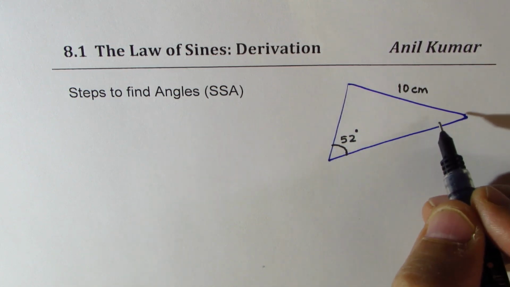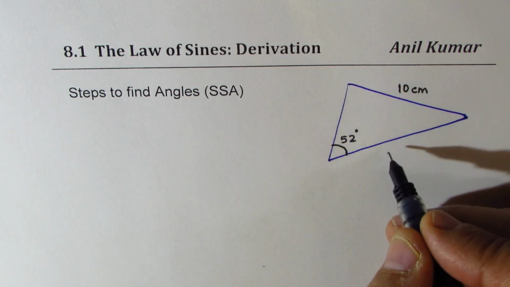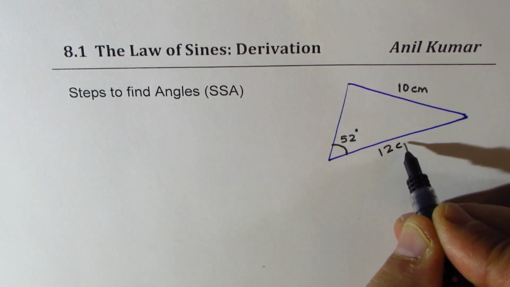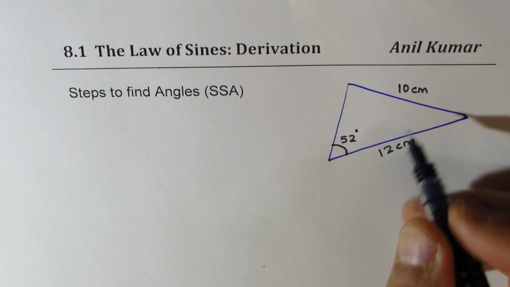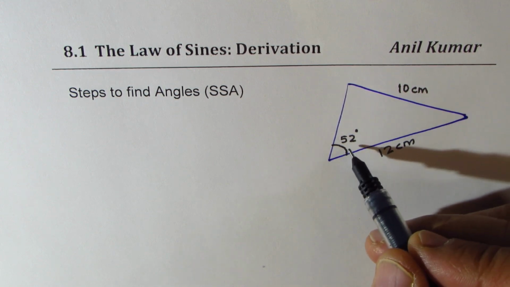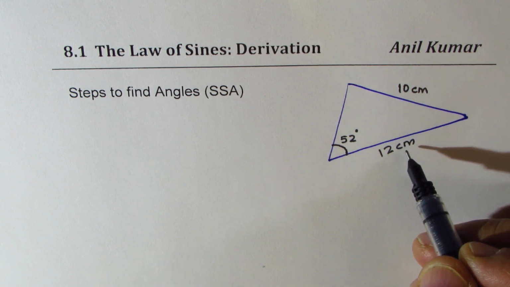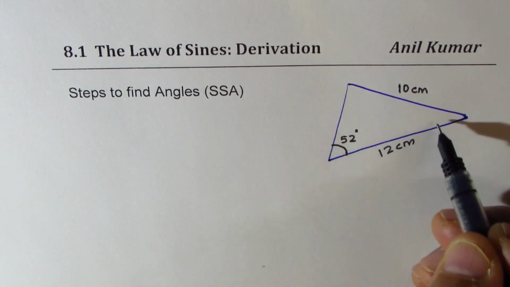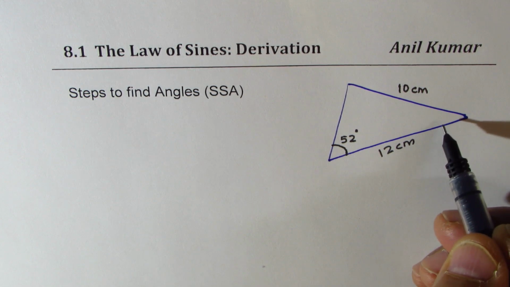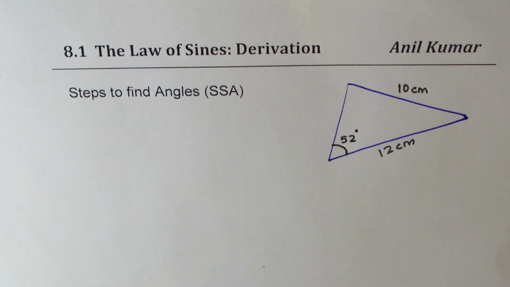The other side could be any one of these, right? So let's take the other side here as 12 centimeters. Does that make sense to you? So we have two sides and an angle. We could also call this angle side side. It is important to note that the angle is not in between the two sides to use sine law. Perfect. That is very important to understand.